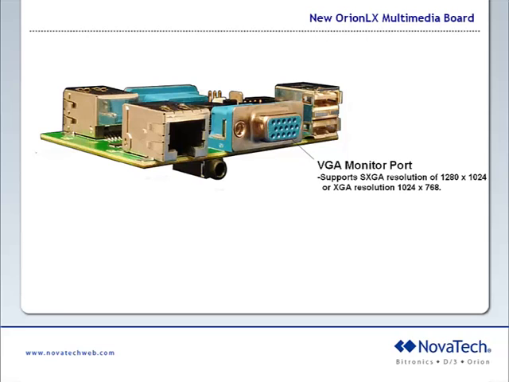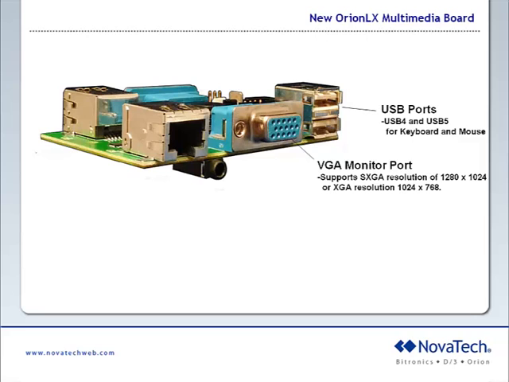And finally, there's an Ethernet port. We've actually brought out a third Ethernet port on this multimedia board. That has a separate network interface controller, and that becomes ETH2. So now, on an Orion that's ordered with two Ethernet ports, this optional multimedia board makes it so that you have a third Ethernet port.